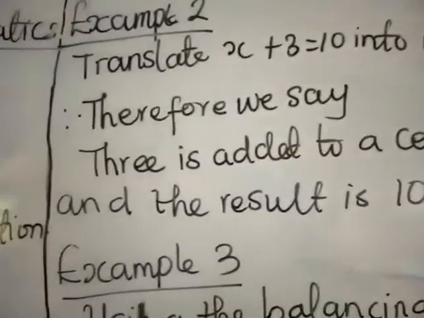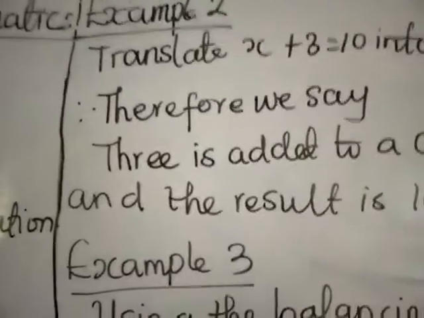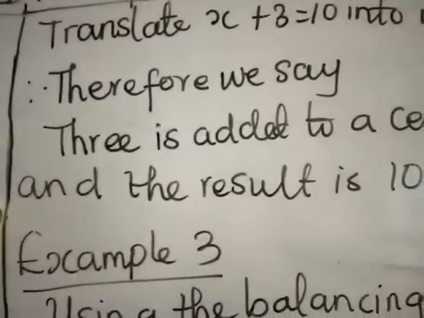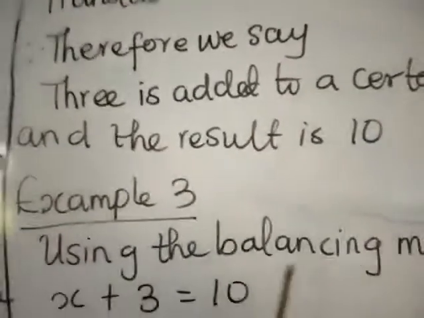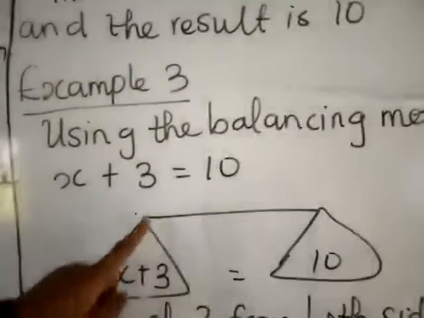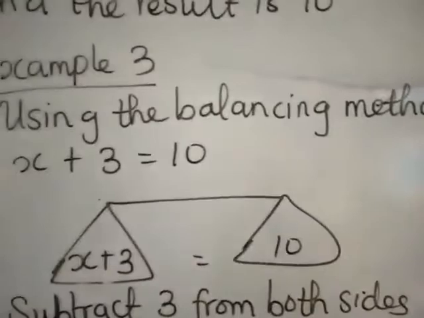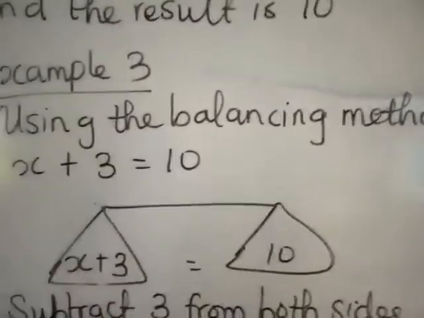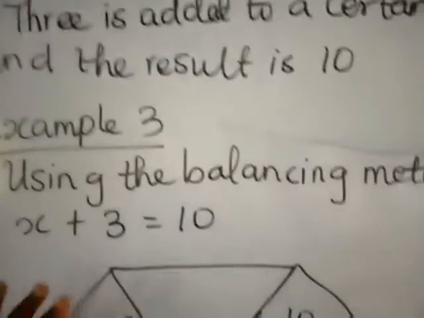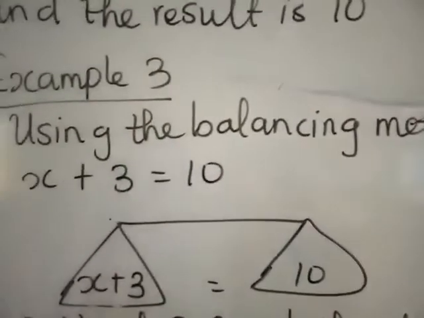We go to example 3. Example 3 says we want to use the balance seesaw to illustrate principles of equation. And how do we use that? Using the balancing method. Now, this is what we call balancing method. This is the seesaw. The seesaw is like a scale, a scale that has to be balanced. Right now, the equation in it is not balanced. And how do we balance the scale?